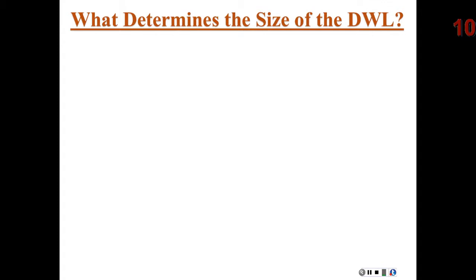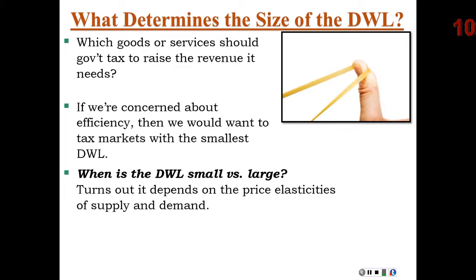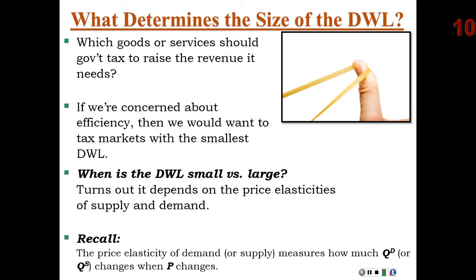Now, what determines the size of the deadweight loss? Well, it's going to depend on the elasticity of supply and demand. It's going to depend on the elasticities because basically if we tax a market that market participants can easily leave, that's going to have one implication for deadweight loss versus if we tax a market that consumers can't leave very easily because their demand's inelastic, that's going to have a different implication for deadweight loss.